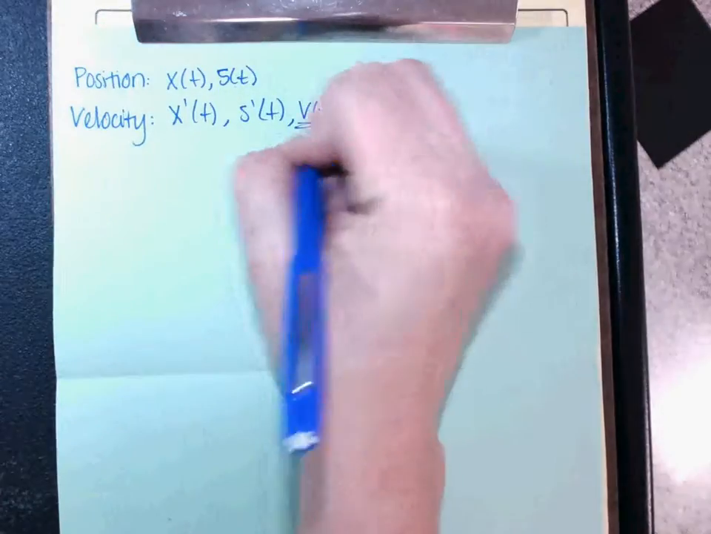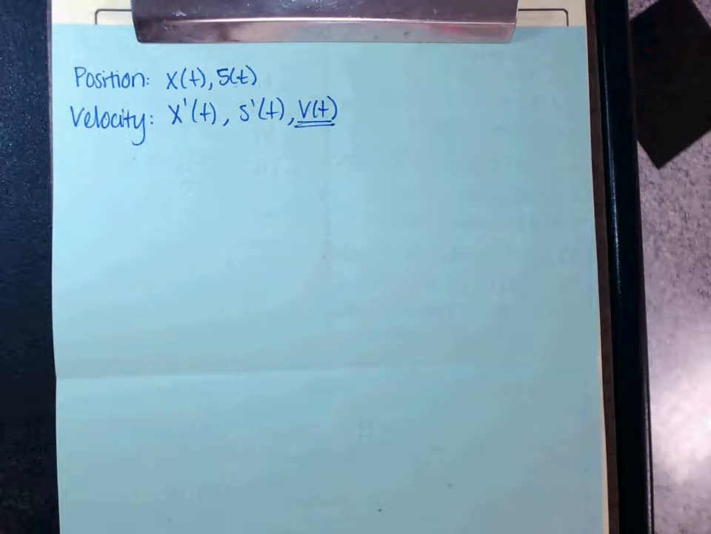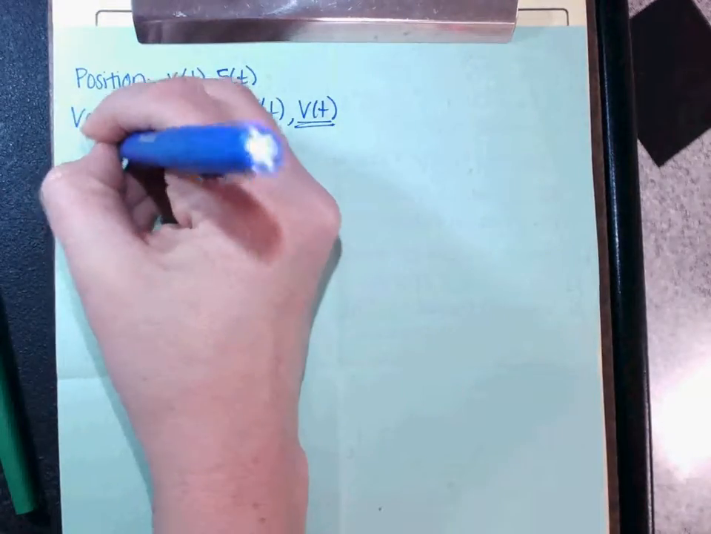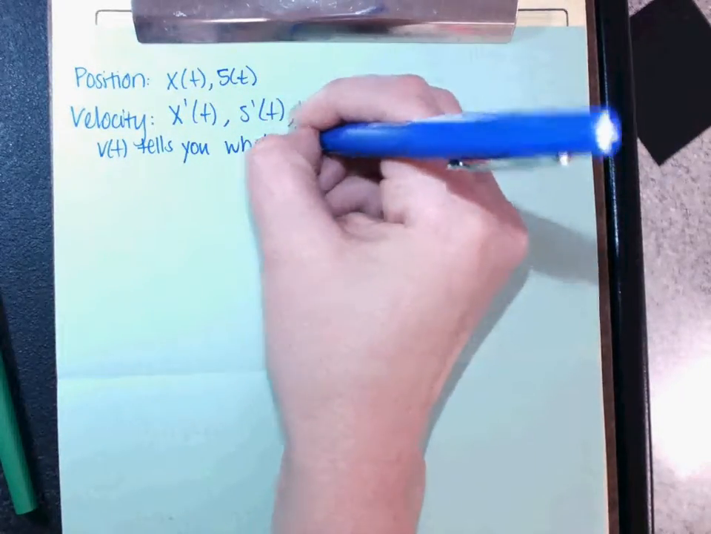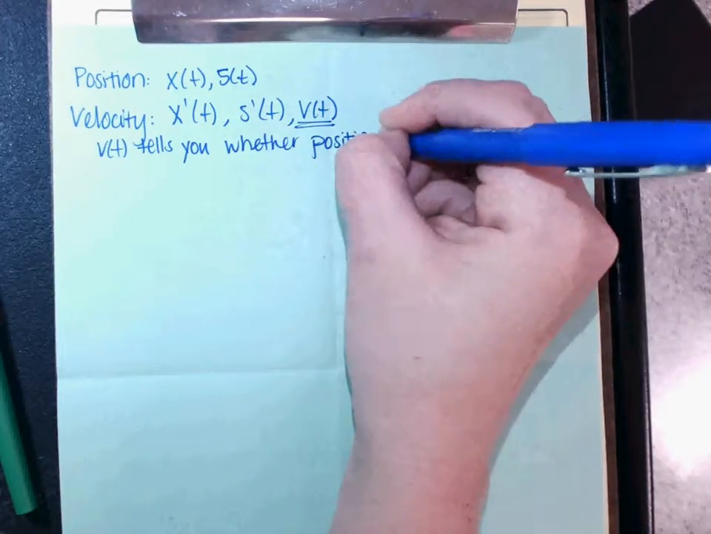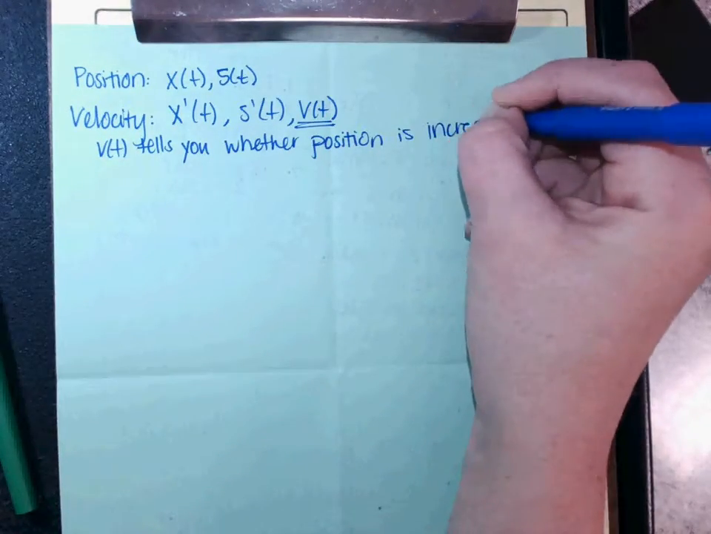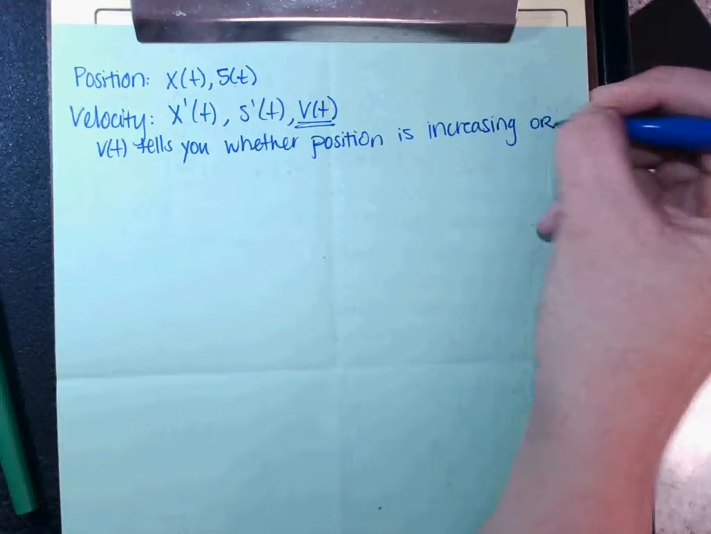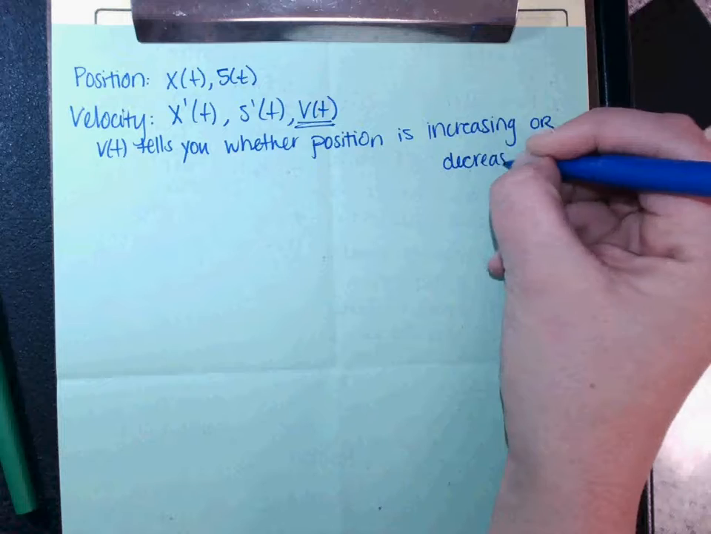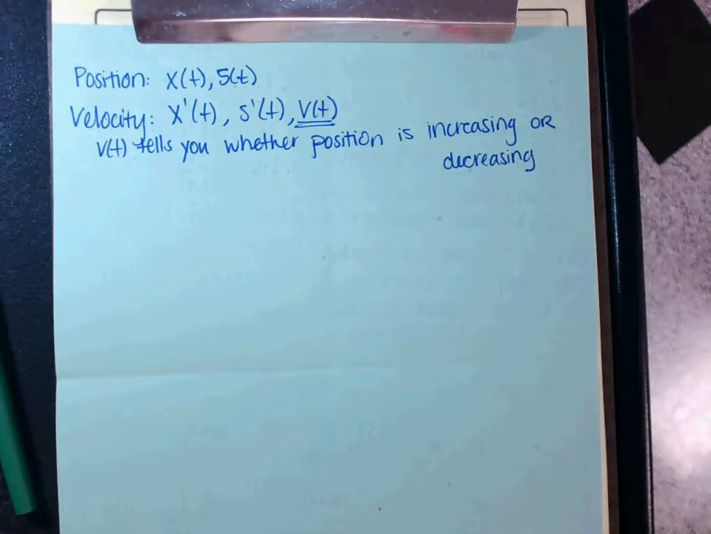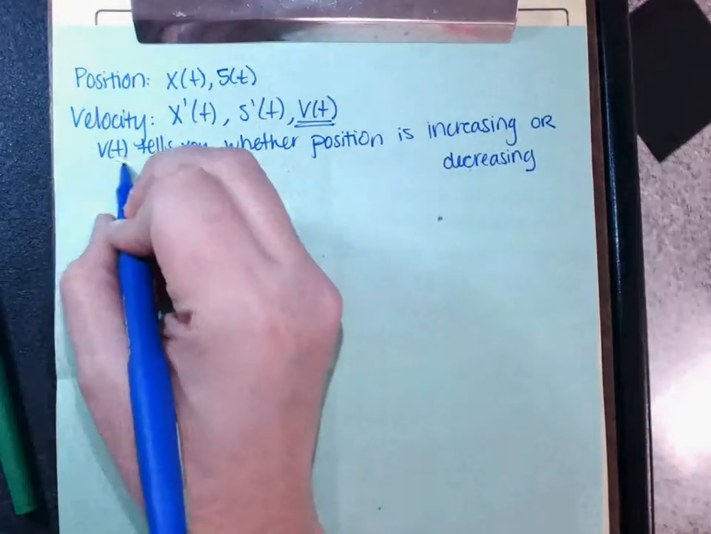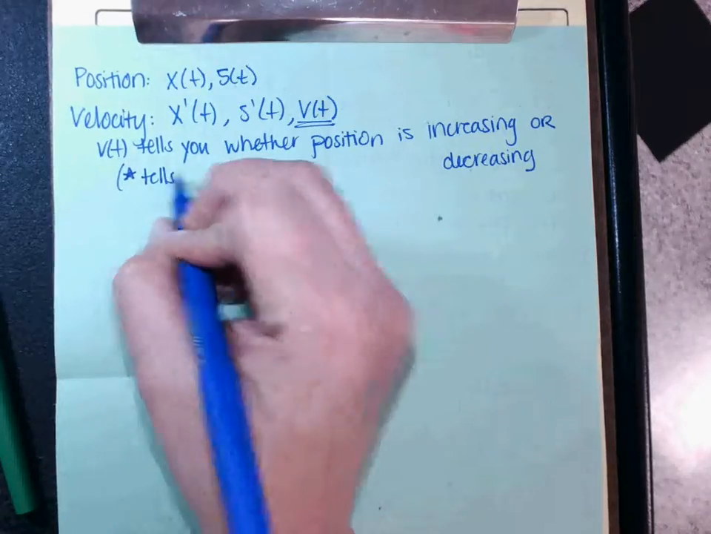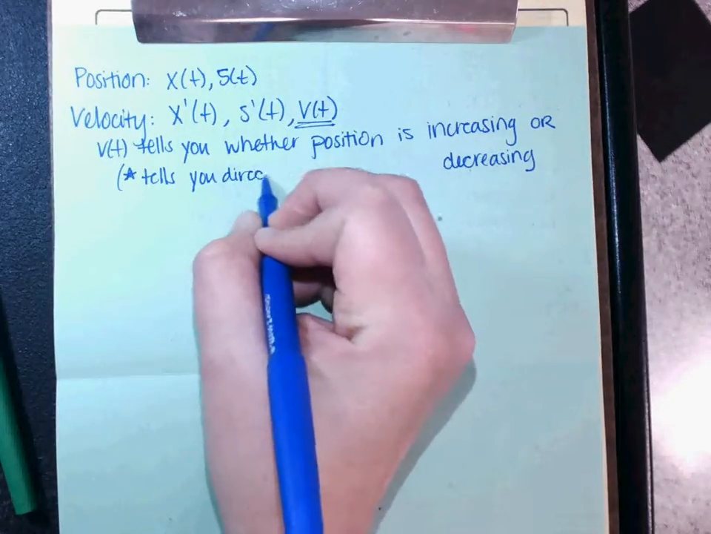That would be your most common definition, but remember you would want to make sure you link it back to whatever you were given. Okay, remember that velocity tells you direction. V of t tells you whether position is increasing or decreasing. And the reason that it's important that you're able to tell whether it's increasing or decreasing is that also tells you the direction. Okay, so put a little star. Tells you the direction.